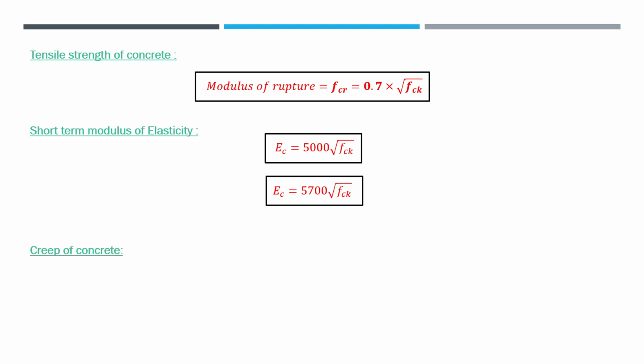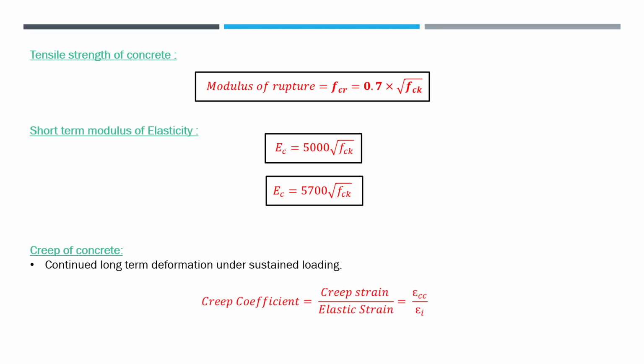Next is creep of concrete. It is defined as the continued long-term deformation under sustained loading. It is measured in terms of creep coefficient. The creep coefficient is given by the creep strain divided by the elastic strain. Creep strain depends primarily on the duration of sustained loading. Practically 75% of total creep occurs in the first 6 months.